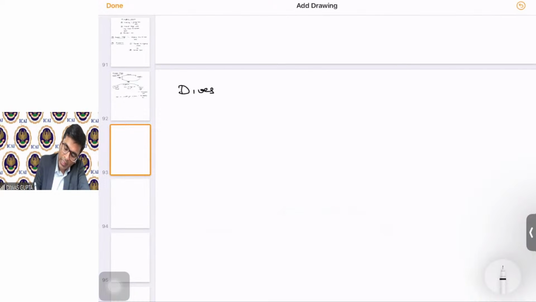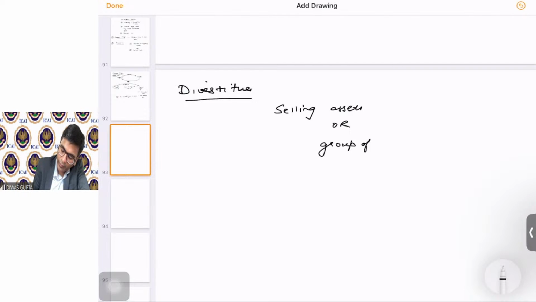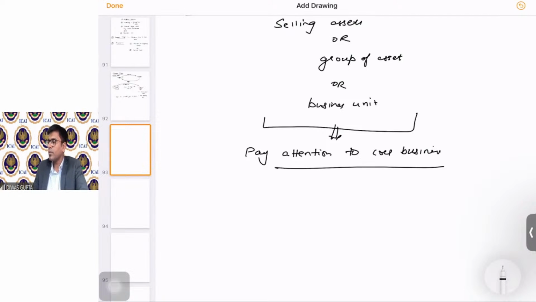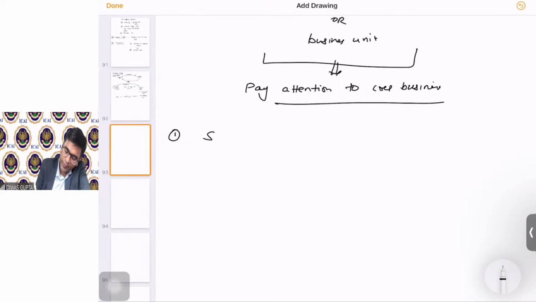Then let's go to the divestiture. There was one question also asked in this. So divestiture is basically selling assets or a group of assets or a business unit, so that we can pay attention to the core business. Okay. Now, the first part here is the sell off or partial sell off. Within divestiture, this is the first part.